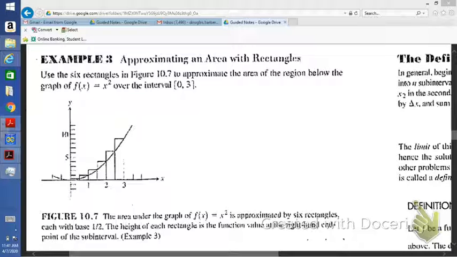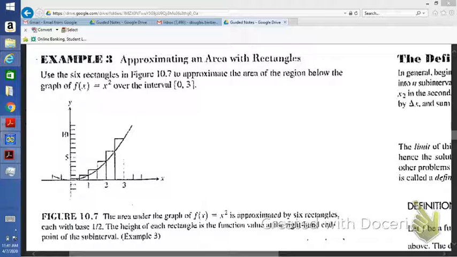Okay, now here in example 3, it's a little bit different than what we've been doing. Notice the area underneath the curve of f of x equaling x squared is not a perfect rectangle. It's an irregular shape. But you watched a couple videos yesterday. In order to approximate this area, we're going to use rectangles.